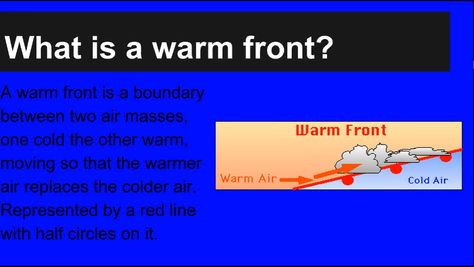A warm front is a boundary between two air masses, one cold, the other warm, moving so that the warm air replaces the cold air. These are represented by a red line with half circles on top.